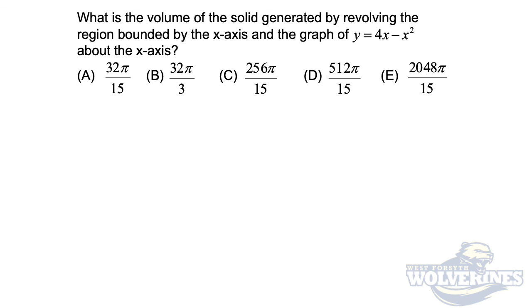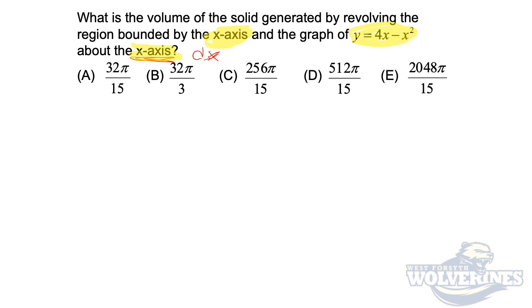All right, one more. What is the volume of the solid generated by revolving the region bounded by the x-axis and the graph of y equals 4x minus x squared about the x-axis? Okay, so first of all, we're back to the x-axis, so that means it's going to be dx again. Good news. Also, our two curves are the x-axis itself, which tells us this is a disk because it matches our axis of revolution.